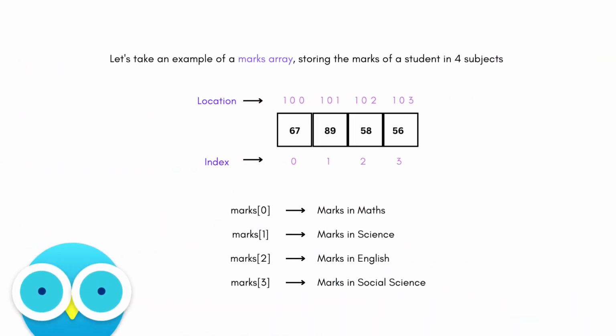Let's take an example to understand this better. Let's say I want to store marks of a student in different subjects. Now, as can be seen, they are stored at continuous memory locations of 100, 101, and so on. Using an array isn't that amazing.